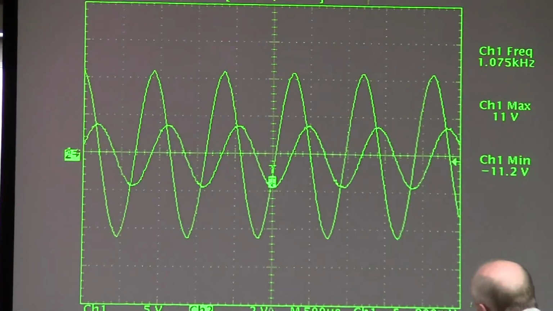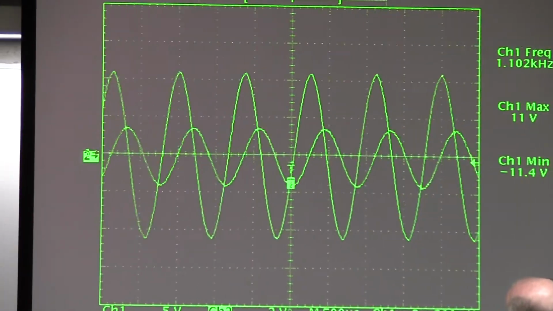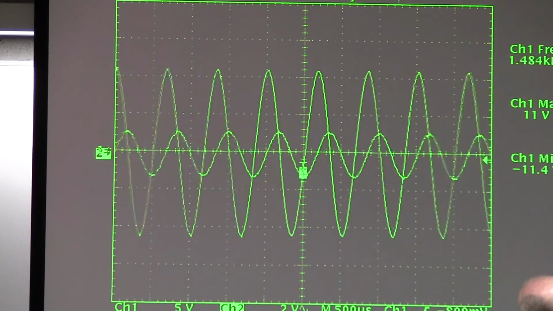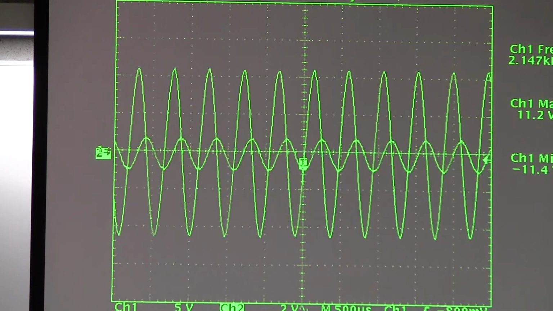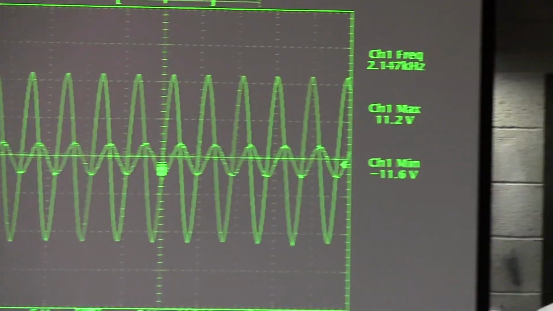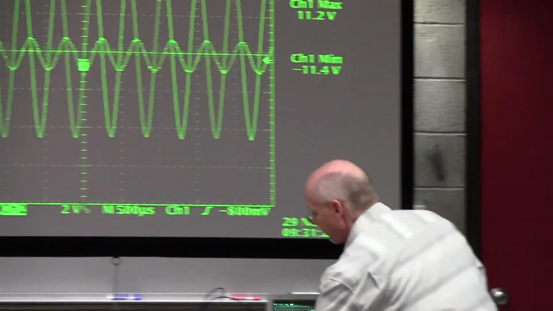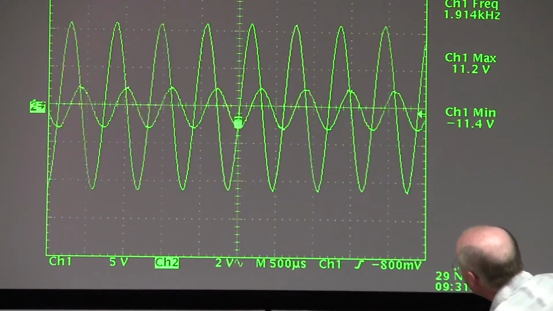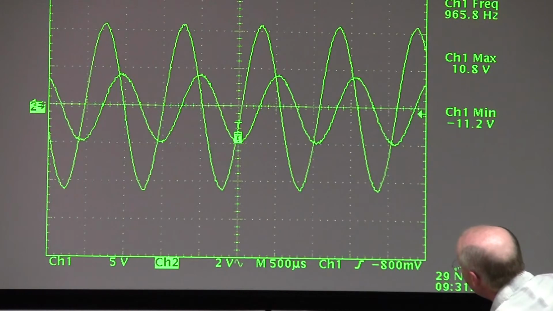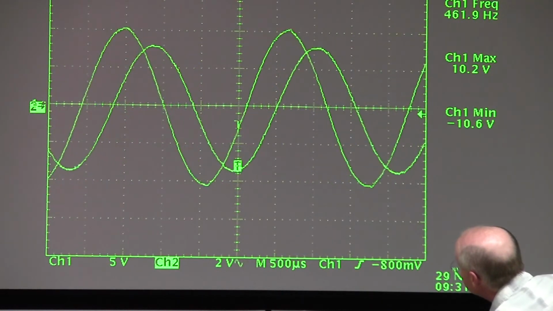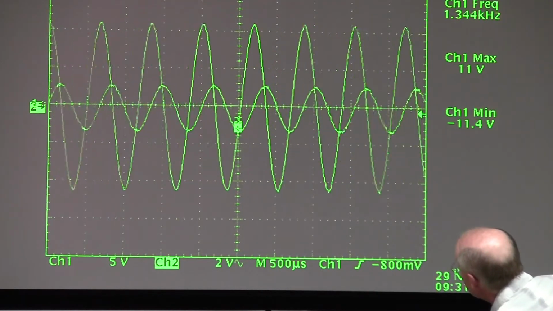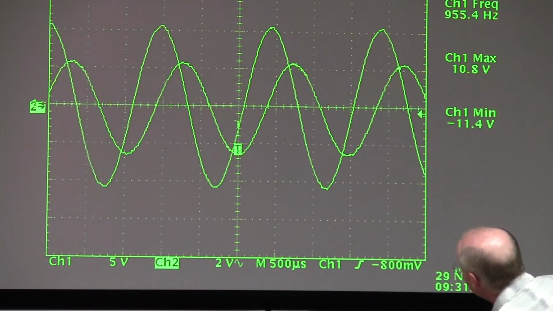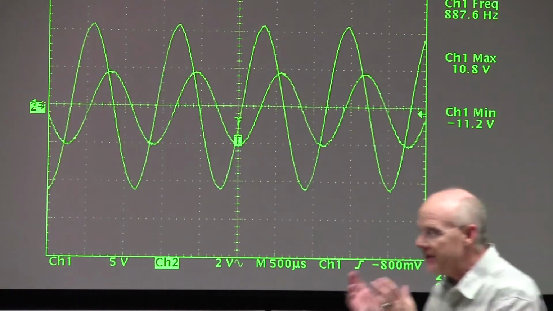And watch this. If I take the dial and I turn up the frequency, watch what happens to the magnitude of the current. Can you see it going down? Yes? No? Didn't the current go down? And what happens if I decrease the frequency? See that current go up? And so the amount of current is very dependent on the frequency.